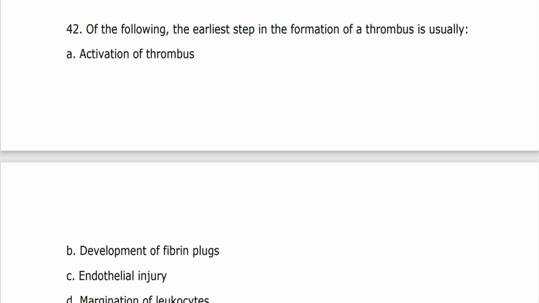Question number 42. Of the following, the earliest step in formation of a thrombus is usually, when it is time to form a thrombus or to initiate blood clotting. Usually the first thing that happens is endothelial injury, because the endothelial injury is what will expose the subendothelial collagen that will attract and lead to platelet attachment, and that will also activate the clotting cascade via the contact factor or Hageman factor or factor 12. So we're looking for endothelial injury, and that's the first step.